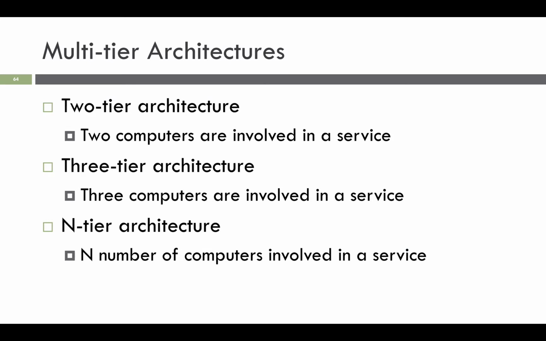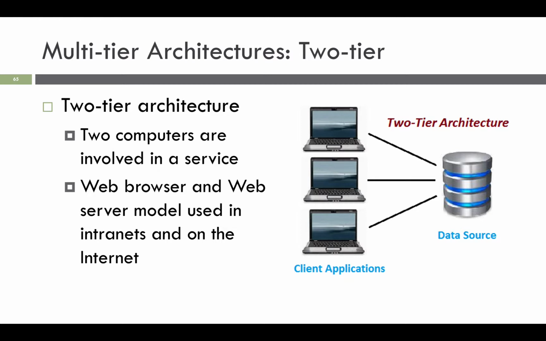There are three primary kinds of multi-tier architecture. A tier specifies a level or depth. N-tier is used to describe any system greater than three tiers. Two-tier architecture is a simplistic form of a client-server model, where two computers are involved in a service. As we discussed, an example is a web server and a web browser.